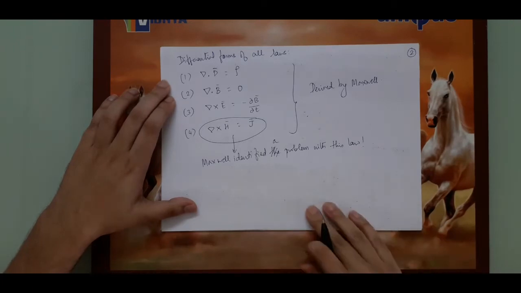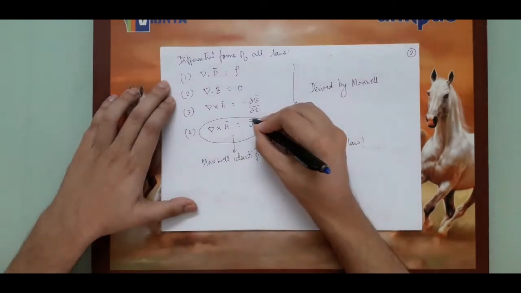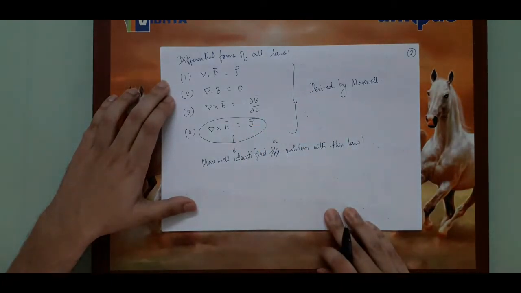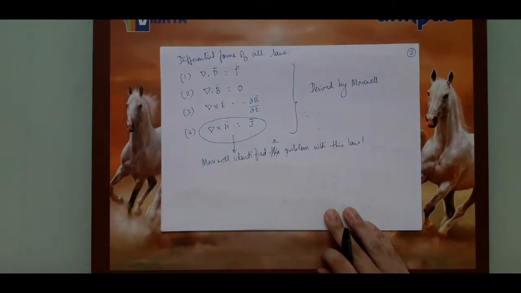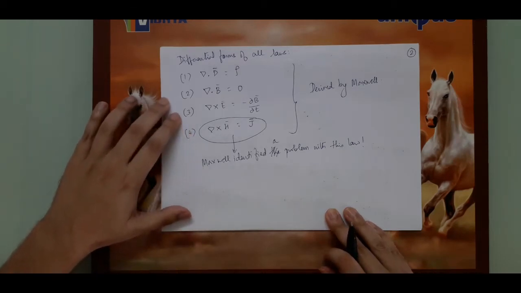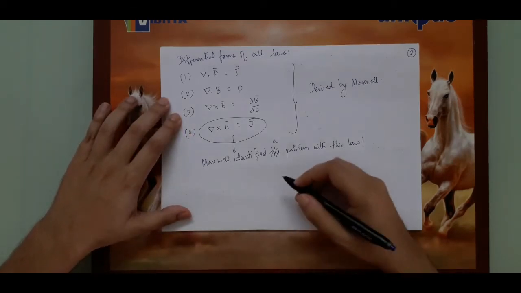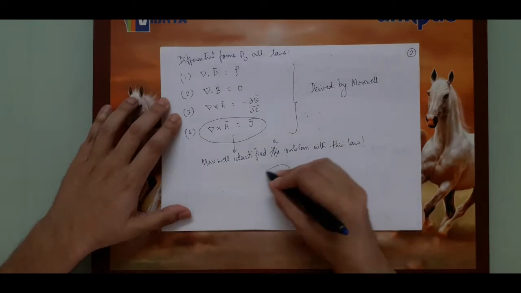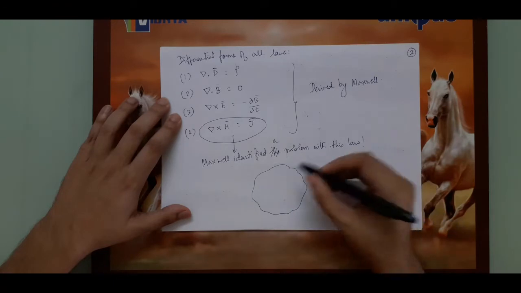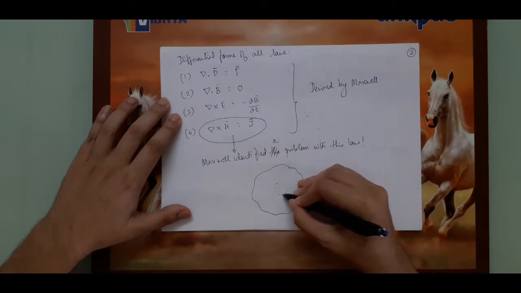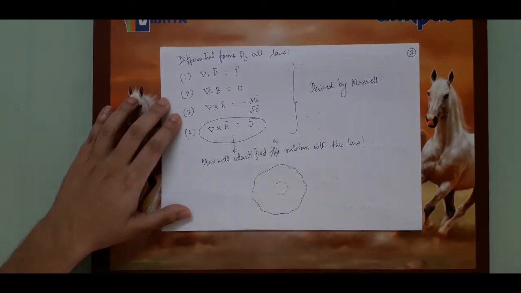Maxwell identified a problem while working with Ampere's circuital law. Now let us see what the problem was. Now in general, let us say that there is a closed surface which encloses some charge having charge density rho.